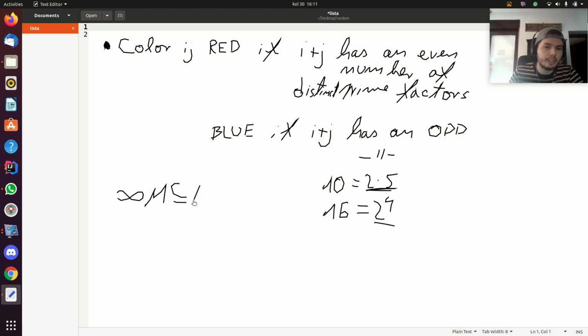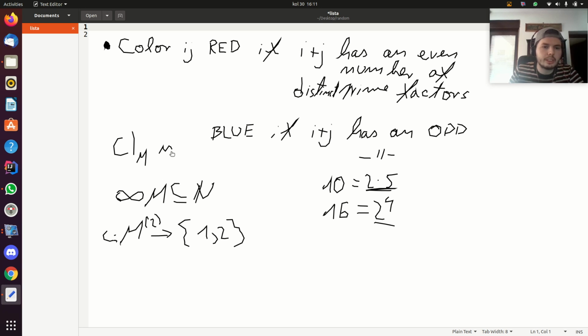Now I'll give you a few moments to try to think of an infinite subset of N such that it's monochromatic. Not the set itself, but the coloring on M is monochromatic, i.e. this function is constant. C restricted to M is constant.